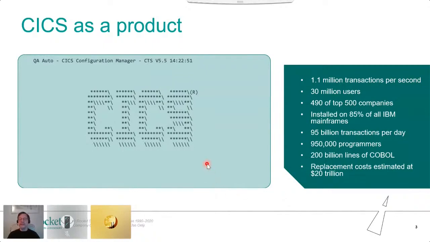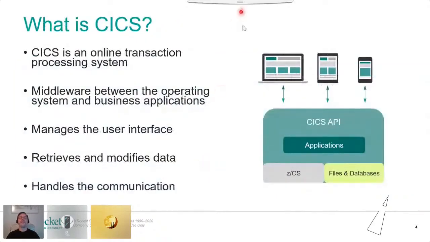So there's the main menu when you sign on to CICS. Some environments still use this as a good morning message. That's what it kind of looks like. But what is CICS? So CICS is an online transaction processing system. It's simply middleware between the operating system and the business applications that you write. It allows you to manage the user interface, retrieve data and modify it, and handles the communication.